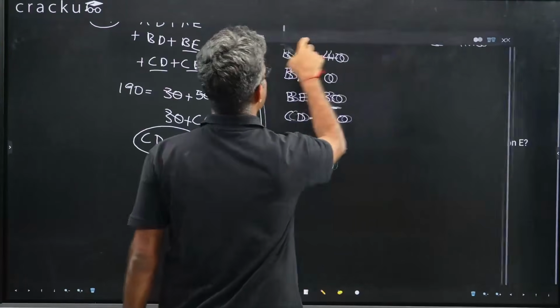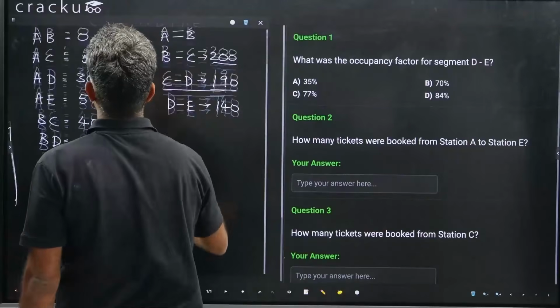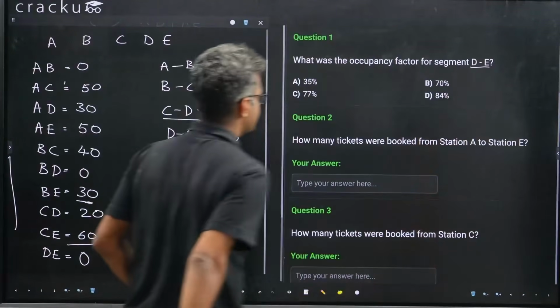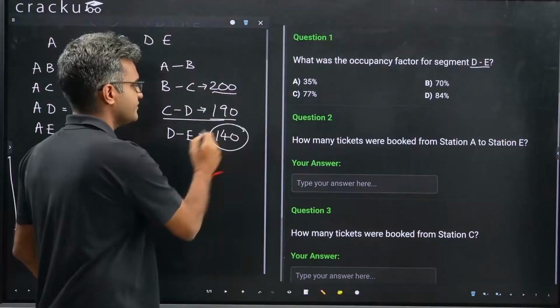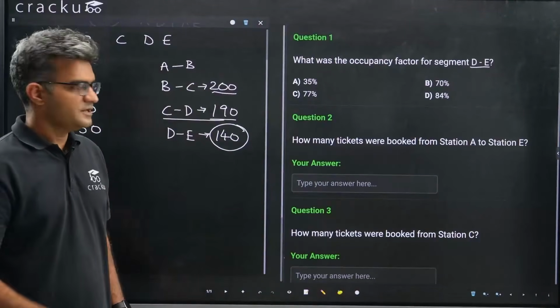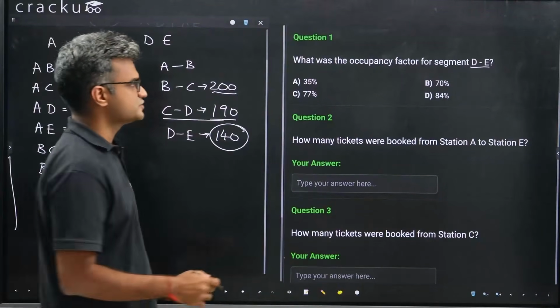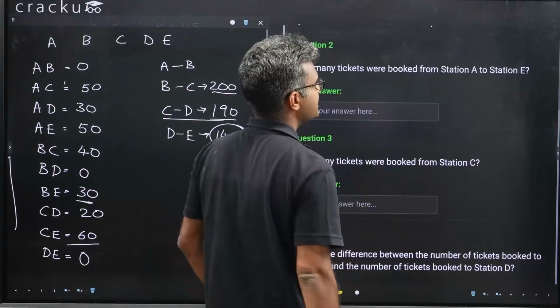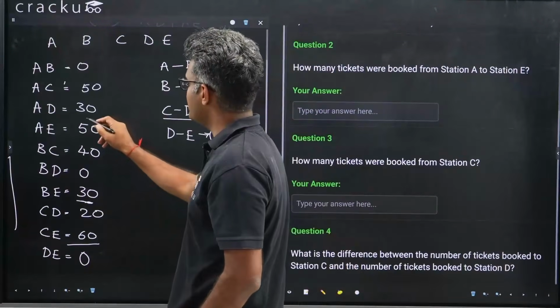Now that we got all the numbers, let us just go ahead and answer the questions that follow. What is the occupancy of the segment DE? The segment DE, the number of people who traveled is 140. The total seating capacity is 200. So that would be 70%. How many tickets were booked from station A to station E? AE is 50.